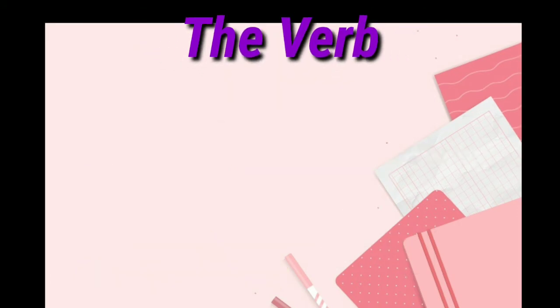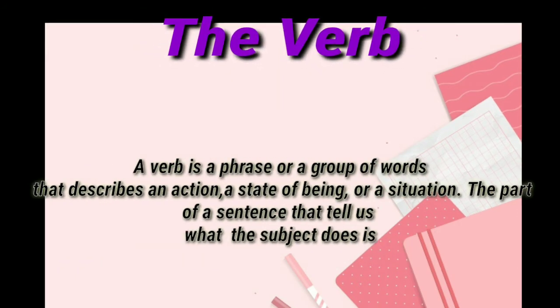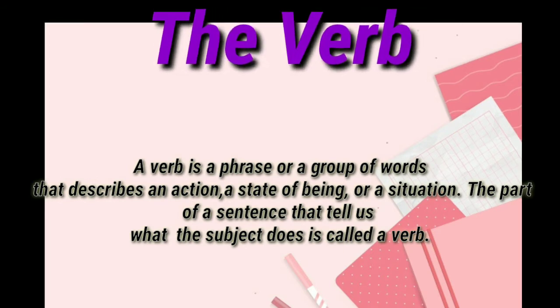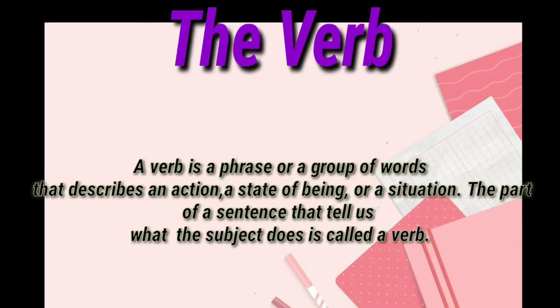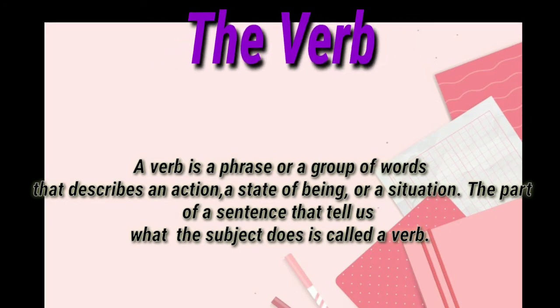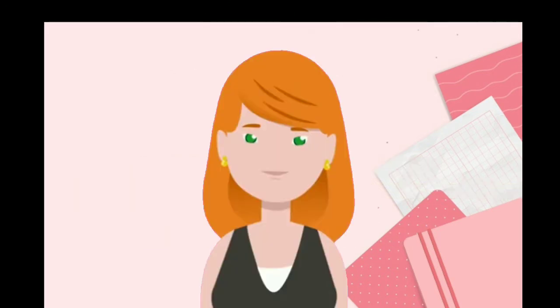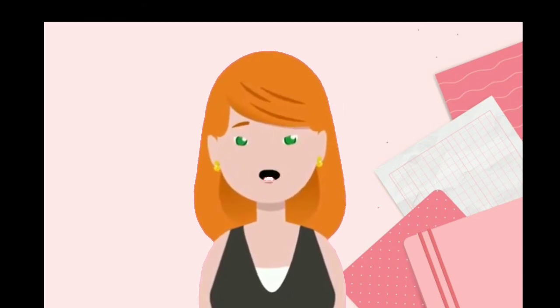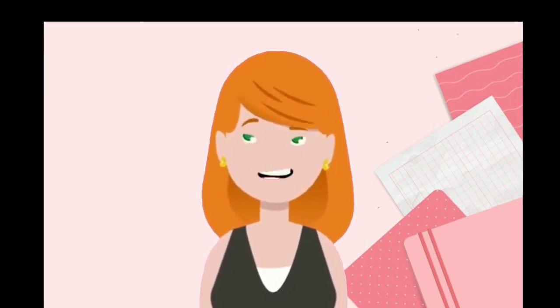Now let us define the verb. A verb is a phrase or a group of words that describes an action, a state of being, or a situation. The part of a sentence that tells us what the subject does is called a verb. Now that we have defined already the subject and the verb, let us proceed to the usage of subject-verb agreement.